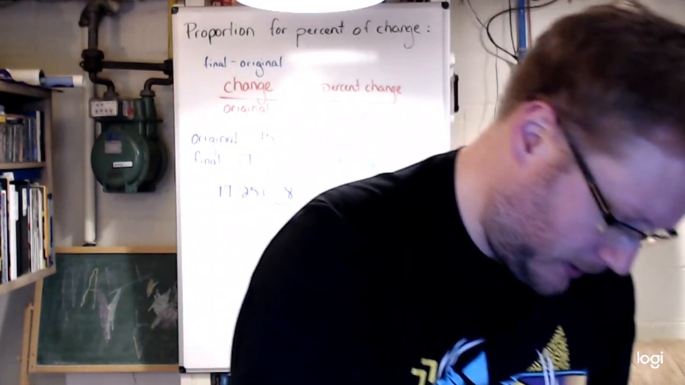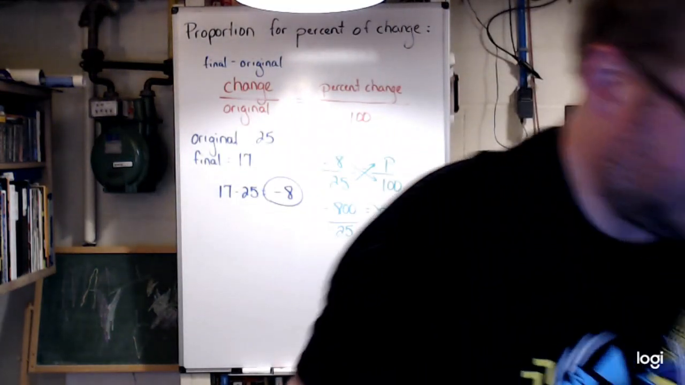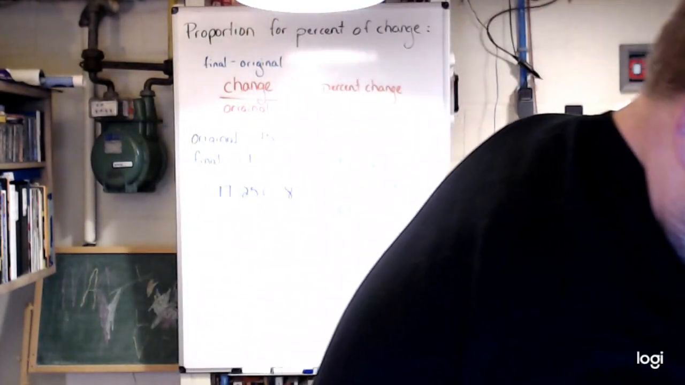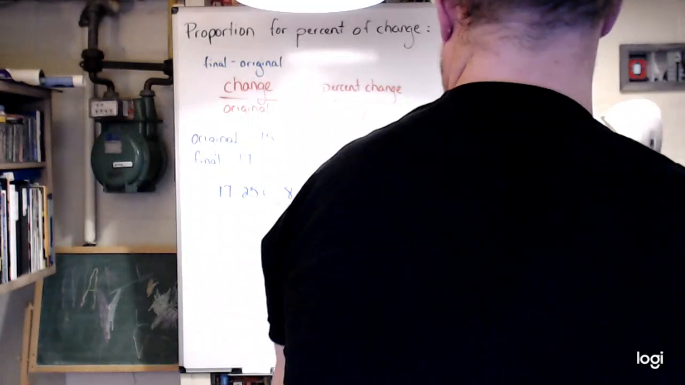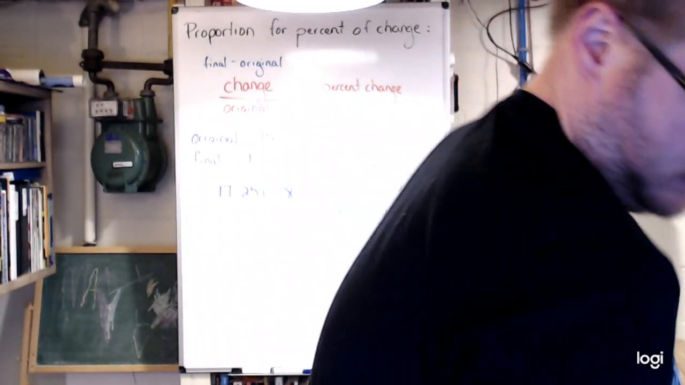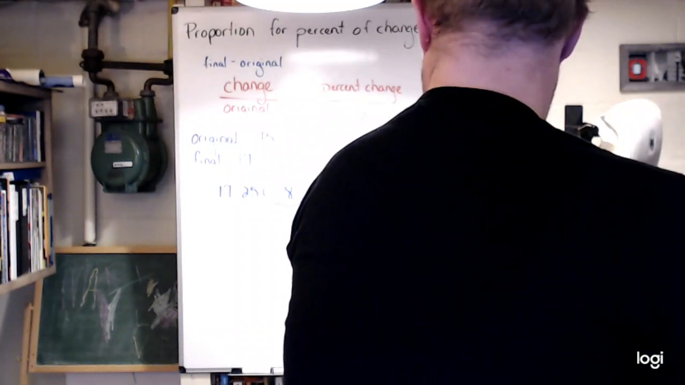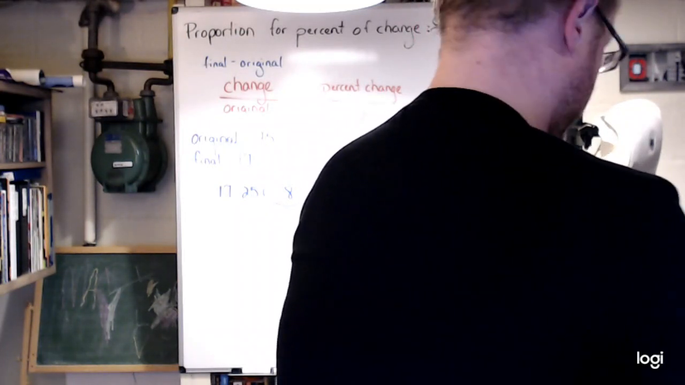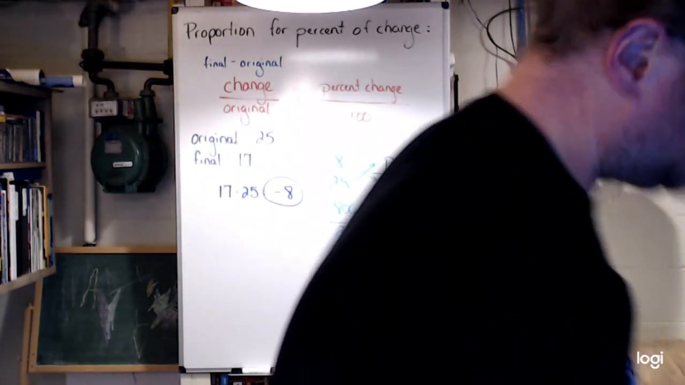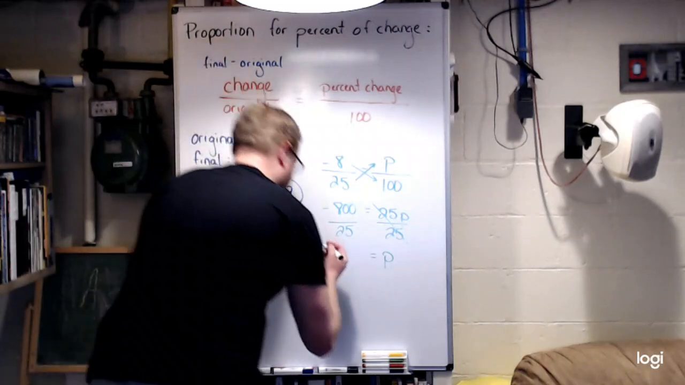800 divided by 25. It gives me 32. Really? 32? That seems awfully high. 800? Oh yeah, it is 32. Okay, sorry. All right, so negative, well, it's going to be negative 32.